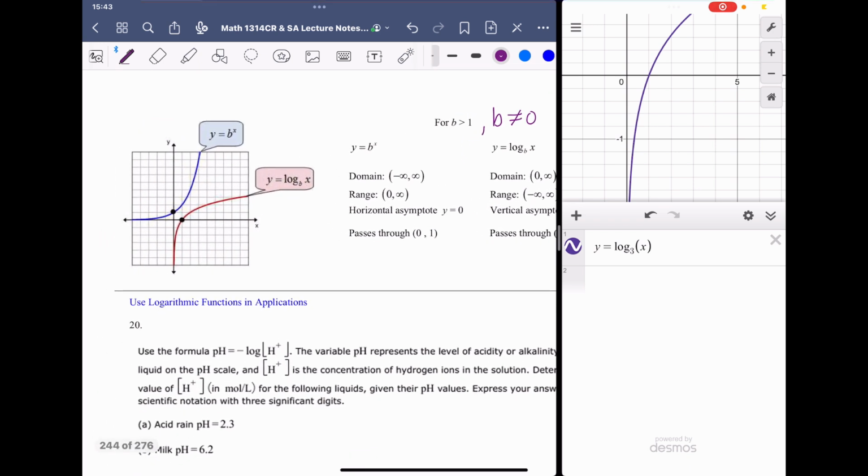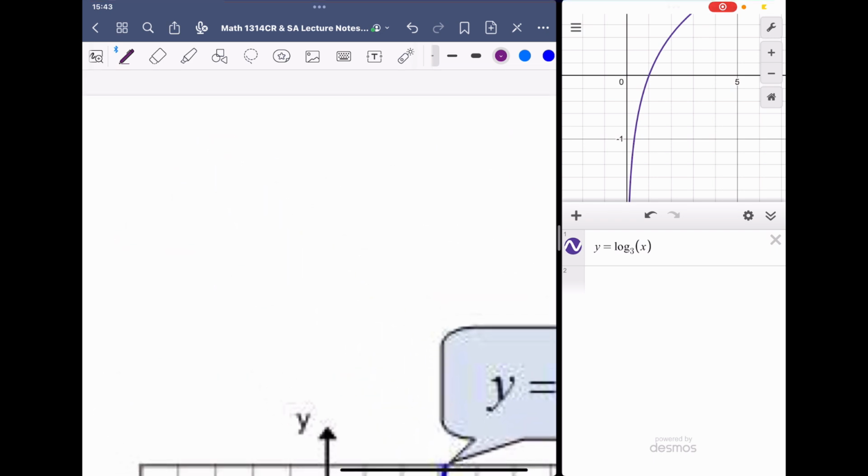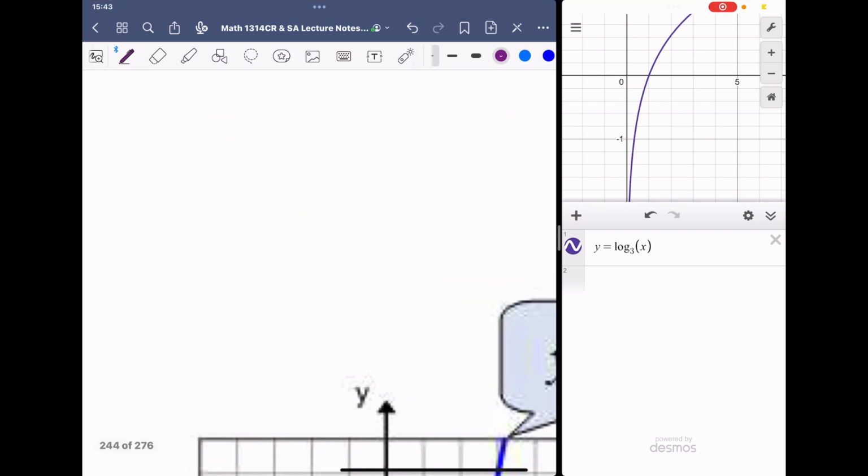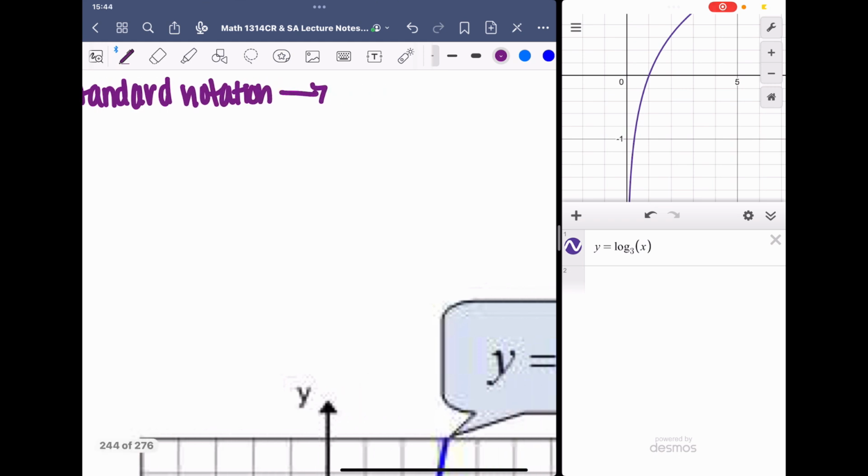I do need to talk to you about scientific notation. So let's go ahead and learn about that. So you have standard notation and scientific notation. Standard notation is what we're doing. So standard notation to scientific notation.